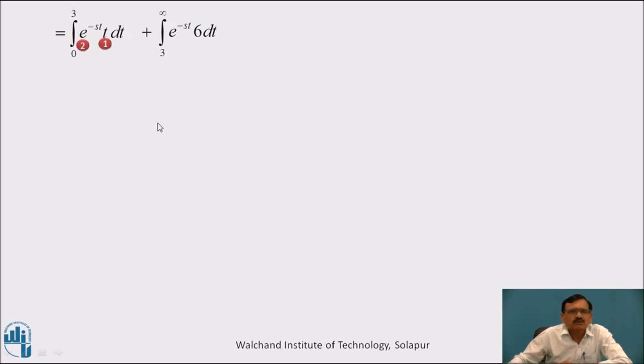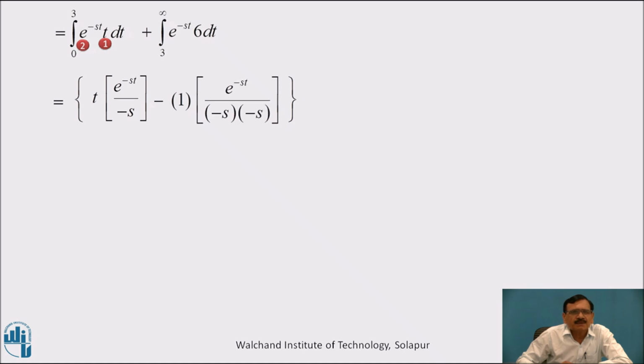Now here we are making use of the generalized rule of integration by parts, taking t as the first term and e raised to minus st as the second term, which is equal to, first we write the first term as it is, and the integration of the second term is e raised to minus st upon minus s, minus sign, that is the sign of the rule, into the derivative of the first term, meaning the derivative of t is 1, and the integration of e raised to minus st by minus s is e raised to minus st by minus s into minus s, with limit 0 to 3, plus 6, we can take the constant outside, and integration of e raised to minus st is e raised to minus st upon minus s with the limit 3 to infinity.